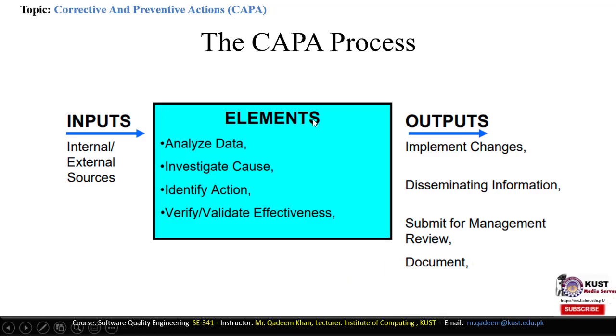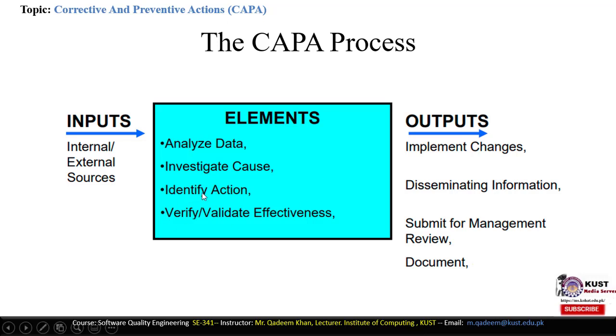The overall success of the CAPA process depends on these four steps, that the exact data should be analyzed there and accurate analysis should be performed. Here highly experienced people are utilized to analyze the data. Investigating the cause is also very much important. Then what is the root cause of the problem? Here the root cause is identified, and then according to that cause the corrective actions are taken.